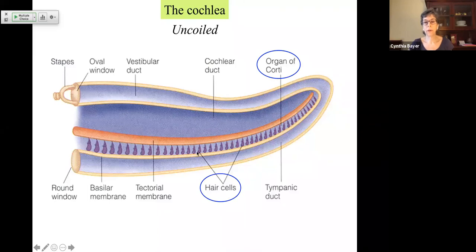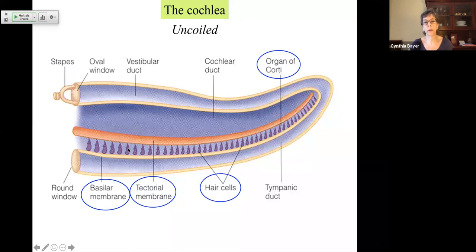Those bundles of cells are sandwiched between two membranes. And we don't mean membrane like biological membrane. They're really an extracellular matrix, a meshwork of proteins and sugars. So it's called a membrane, but it's layers of extracellular matrix. The hair cells are sandwiched between the tectorial membrane on their apical tip and the basilar membrane on the basal side, right? The base of this collection of hair cells.